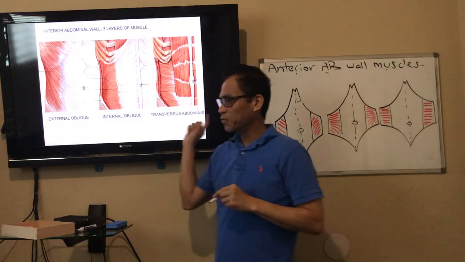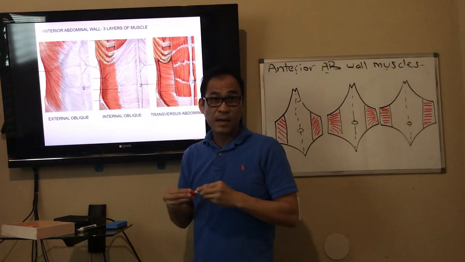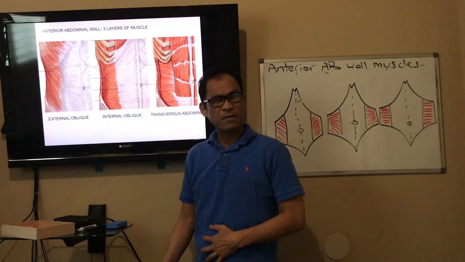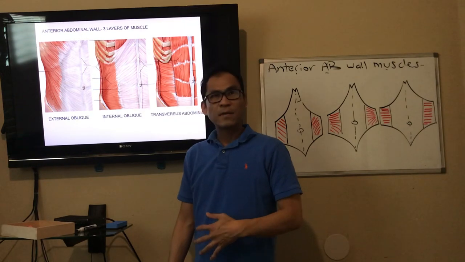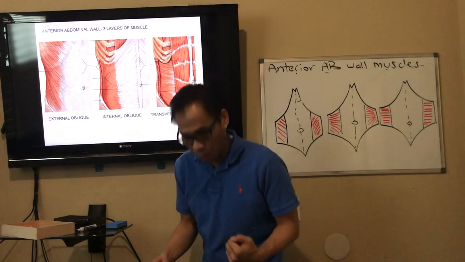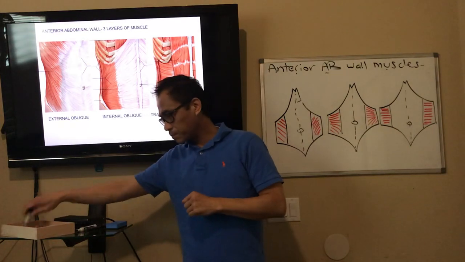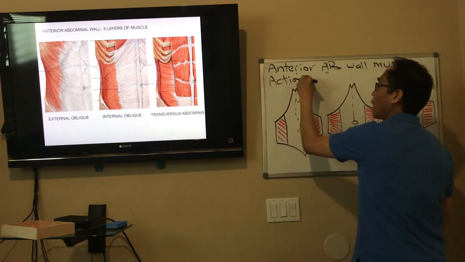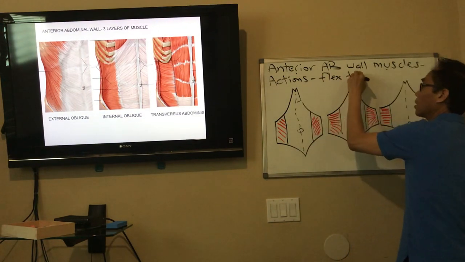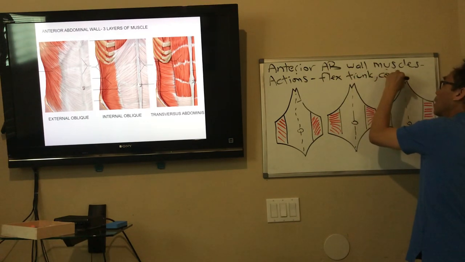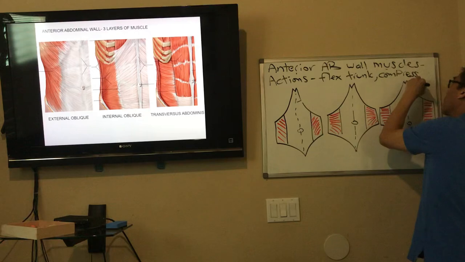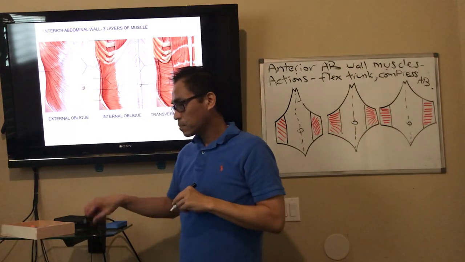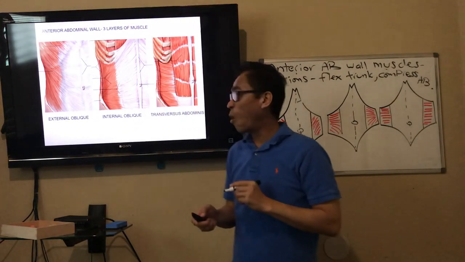Don't worry about the innervation for the ab wall. I usually don't teach that. But do know the action. Your abs, when they work together, can compress the viscera. They compress this region. They also flex the trunk, which is to bend forward, as in doing a sit-up. So know that for the actions: flex trunk, compress abdominal region. So this is the anterior abdominal wall.